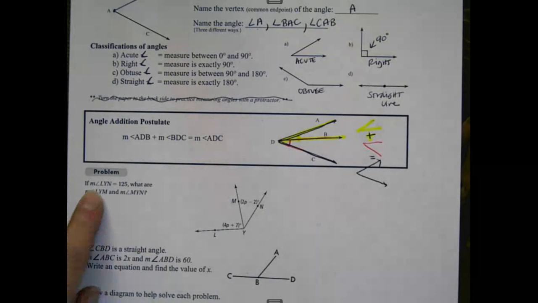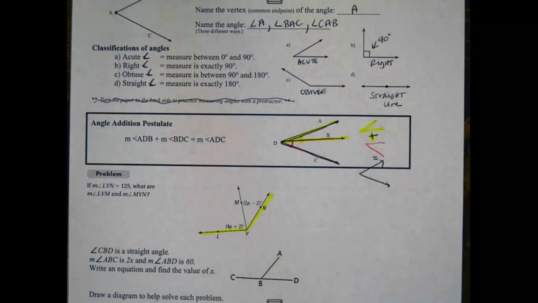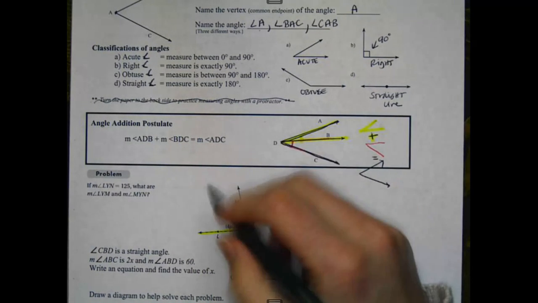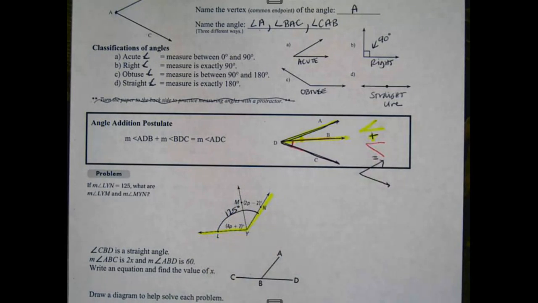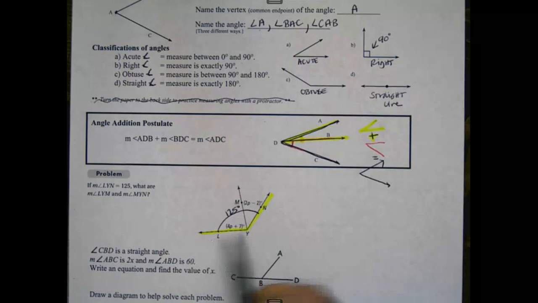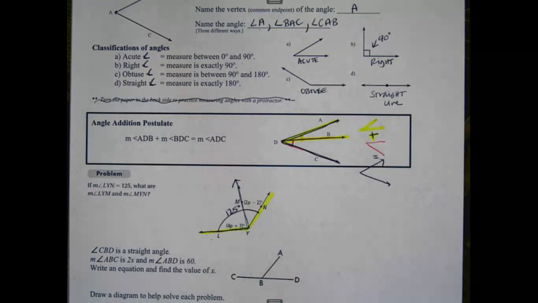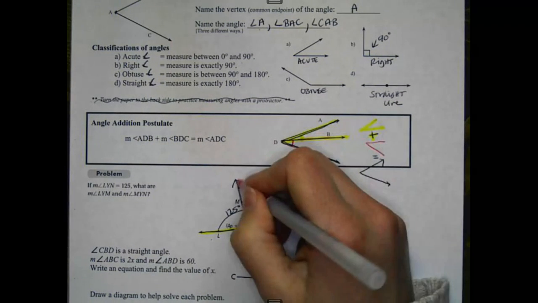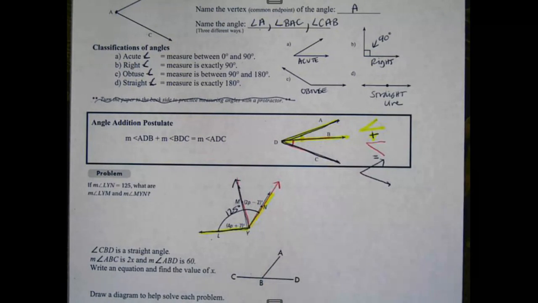If the measure of angle LYN, so here we have LYN, that entire angle, is equal to 125, so this entire thing is equal to 125 degrees, what are the measures of LYM, so this angle here first, and then what is the measure of MYN? Remember, this is how I know which angle it's talking about, MYN. They want to know what each of those angles actually represent. So let's go ahead and use our angle addition postulate.